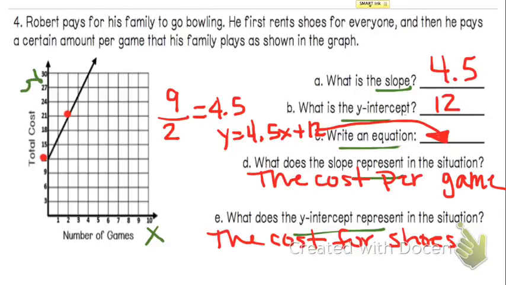Okay, so what you need to do is go ahead and work on your homework for writing equations with tables and graphs. And then when you're done with that, you can start your notes for writing equations from ordered pairs.